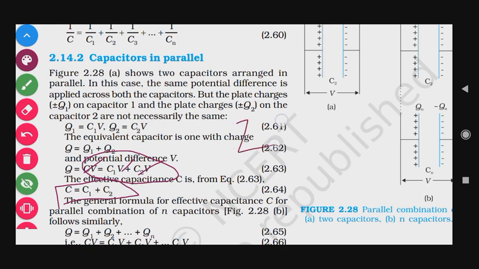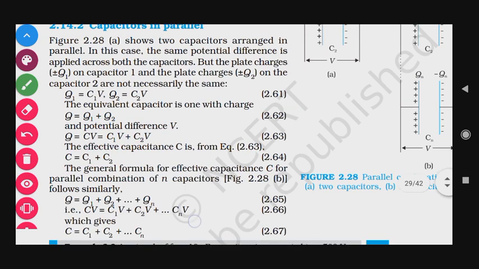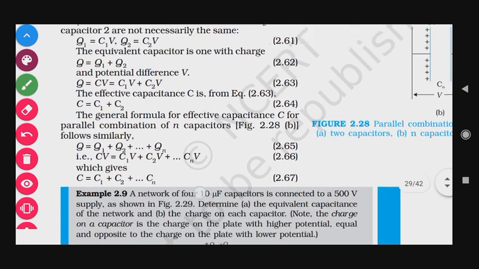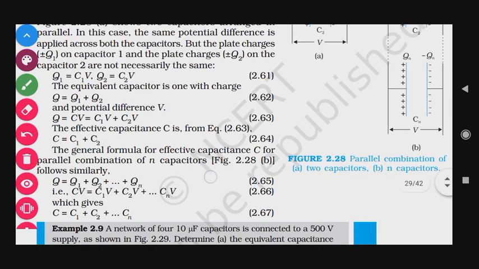One more thing: the effective capacitance will be more. Suppose I combine 2 and 3 microfarad capacitors, then it will be 5. You see, it is more than the individual capacitors. So when we need to get higher capacitance from individual capacitors, we combine them in parallel. The general formula for the effective capacitance C of a parallel combination of n capacitors is similar: C is equal to C1 plus C2 up to Cn. This is a very easy thing. I hope I was able to make you understand this.